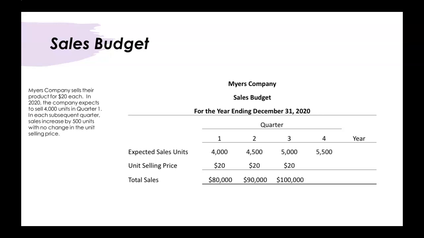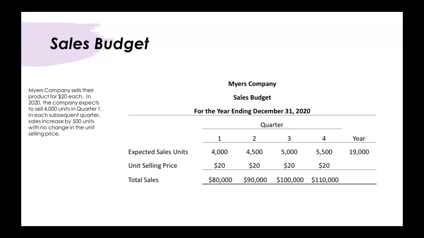And then in quarter four, we sell 5,500 units for $20 a unit for a total sales amount of $110,000. So we've now filled up quarter one through quarter four in our sales budget. But we also need to show for the entire year, for all of 2020, what were our sales numbers. So the first thing that we need to do is figure out how many total units did we expect to sell during the year. And we get 19,000.